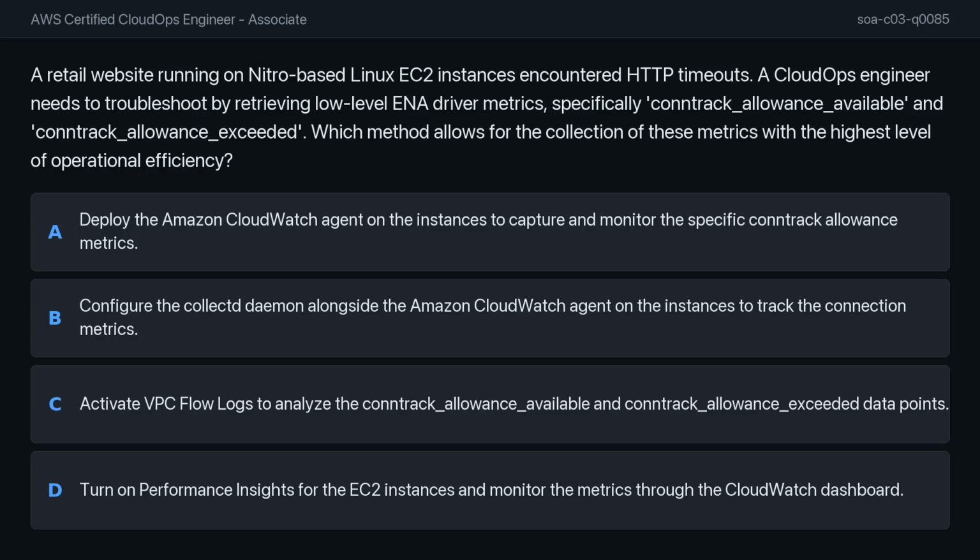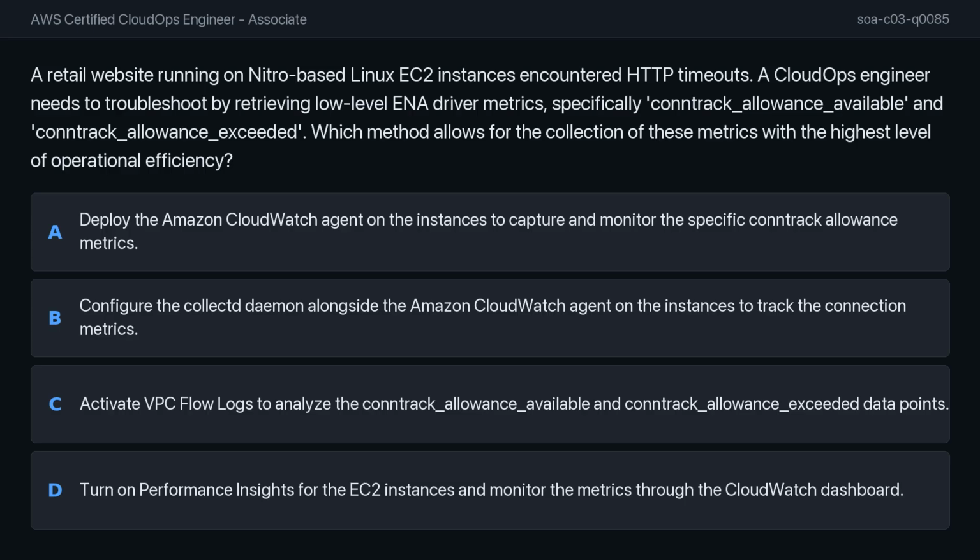A retail website running on Nitro-based Linux EC2 instances encountered HTTP timeouts. A CloudOps engineer needs to troubleshoot by retrieving low-level ENA driver metrics, specifically contract allowance available and contract allowance exceeded. Which method allows for the collection of these metrics with the highest level of operational efficiency?